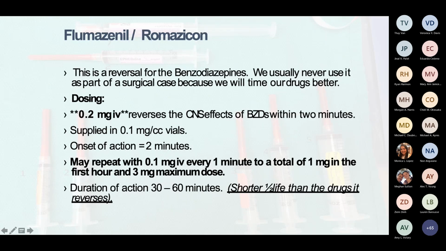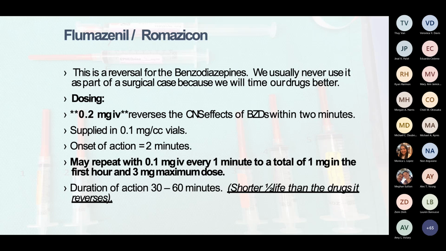The nice thing is we do have a reversal agent for it. You can always give Romazicon if need be. But the other thing to think about is, what are the big things we're worried about? Respiratory depression being one of them. As you guys mentioned earlier, it's not a big deal. I can just ventilate them or intubate them and get them through it. Or maybe that's what I wanted. It may happen a little bit faster than I intended, but it's generally not a bad thing.